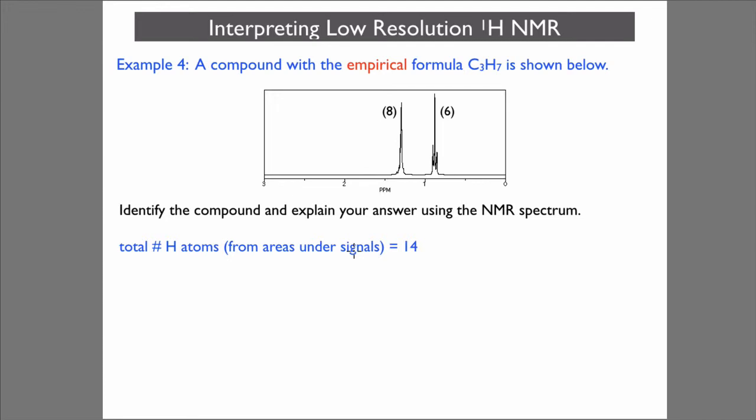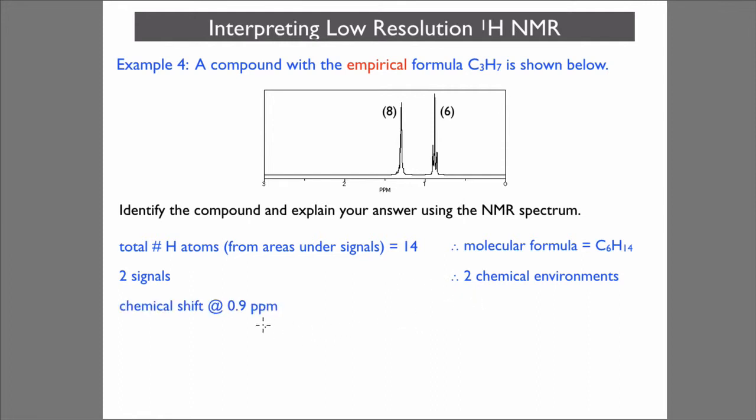Okay. Well, the total number of hydrogen atoms from areas under the signal is 14. And we know that the empirical formula is C3H7. And so, simple math tells us the molecular formula is C6H14. We've just doubled it, haven't we? We've got two signals, two chemical environments, and a chemical shift of 0.9, which is going to be from its CH3 groups. So we've got to have two lots of them, because we've got 6 hydrogens.